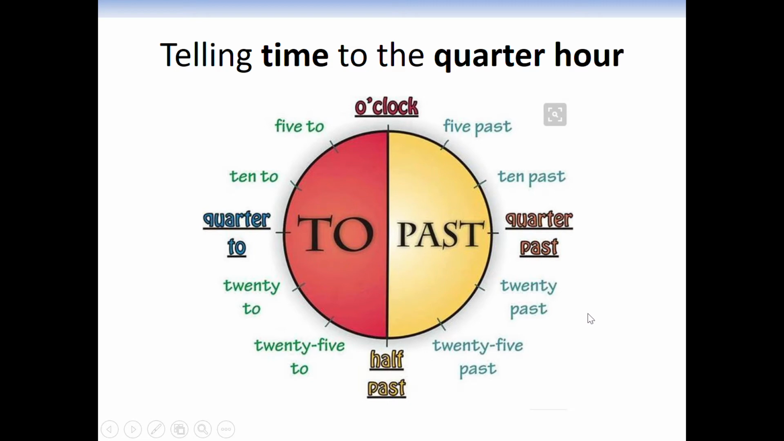You can see that my clock face is split into 2 halves, past and to. Anytime the big hand is on this side of the clock face, the time is past the hour. Anytime the big hand moves to this side of the clock face, the time is to the hour.